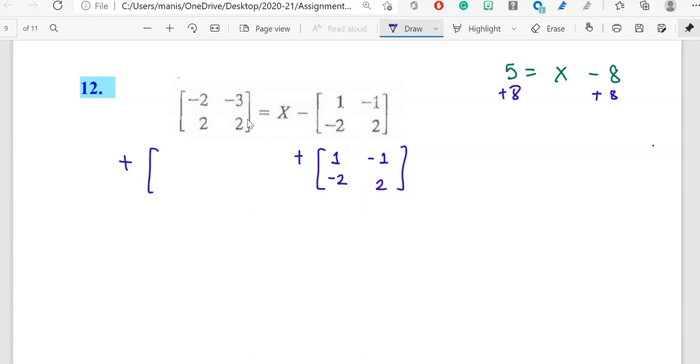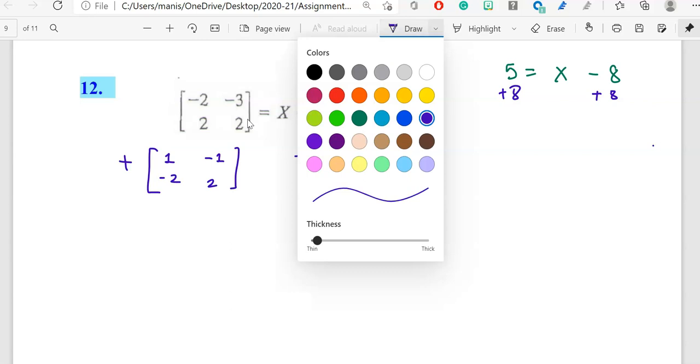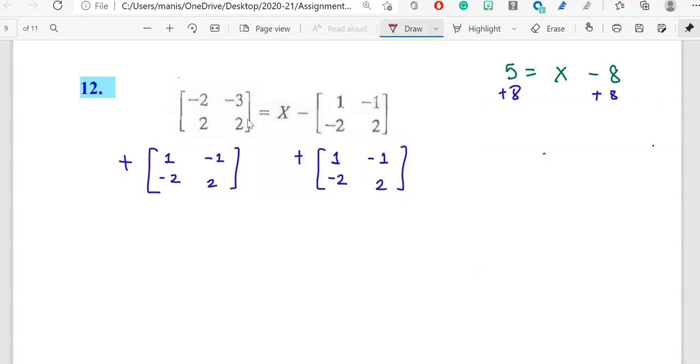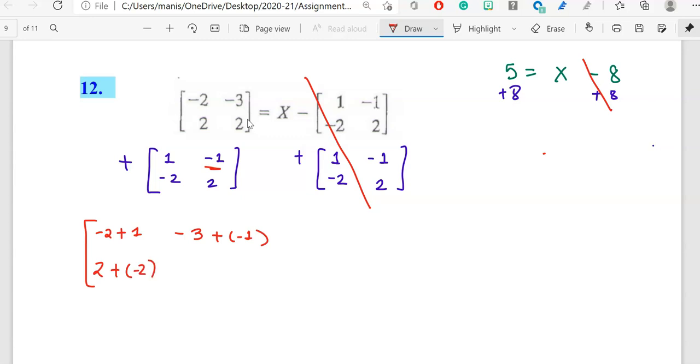Plus sign, the same thing over here. 1, negative 1, negative 2, positive 2. Now, let's go ahead. What do you do after this? This will be cancelled out. Similarly, this side will be cancelled out, and you added this and we'll add this over here. When you add, it will be negative 2 plus 1, negative 3 plus negative 1. You see there's a negative 1 over here. 2 plus negative 2, and then 2 plus 2, equal to x.